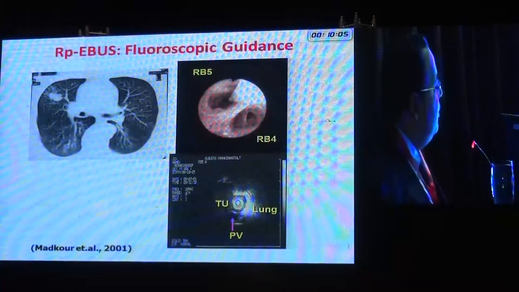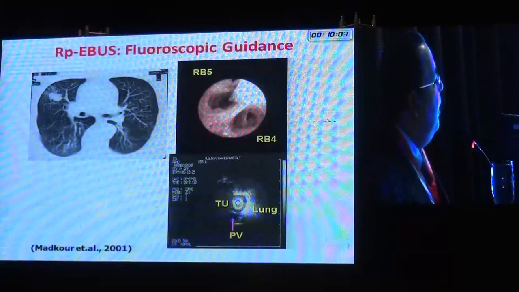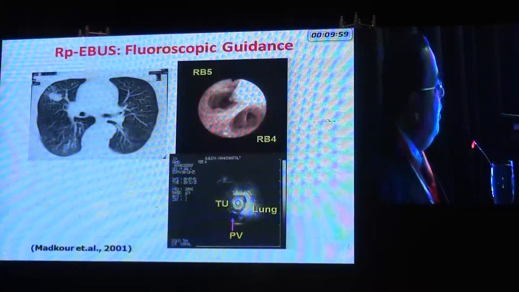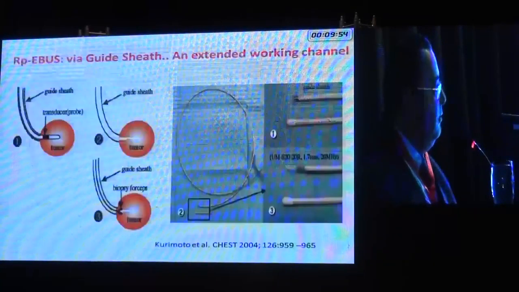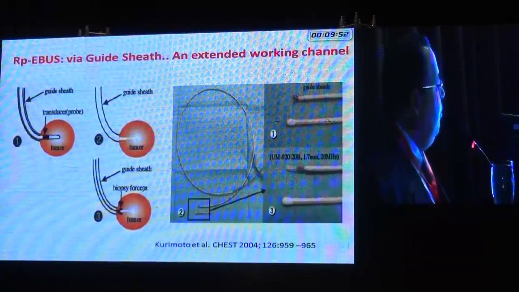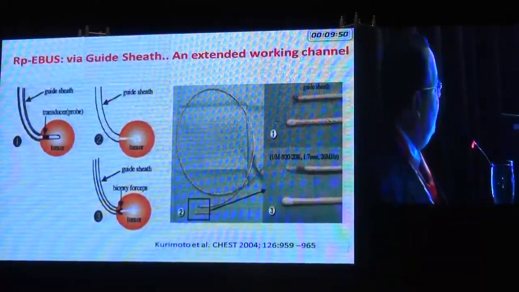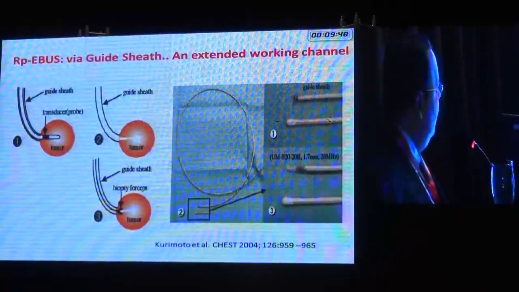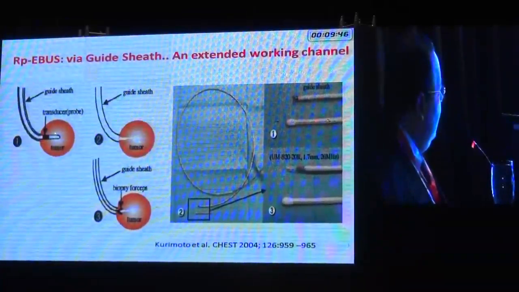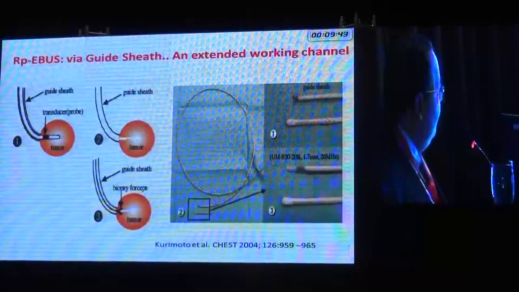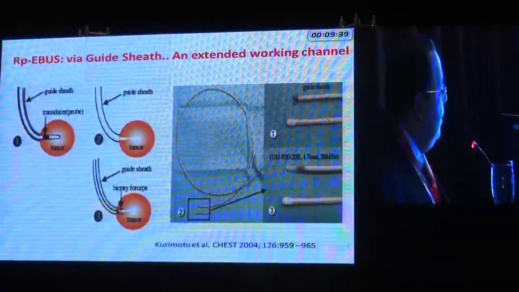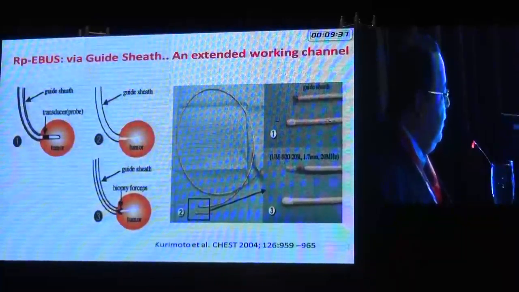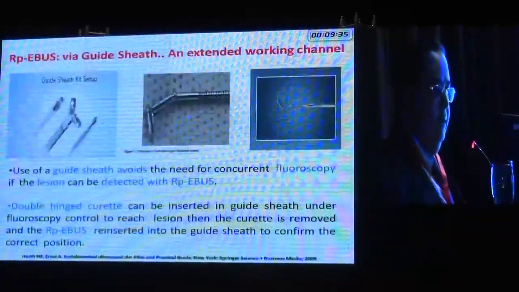This was a peripheral lesion in the year 2001. This is the tumor, this is the pulmonary vein, and this is the lung tissue, and this was a case of adenocarcinoma. We did this with fluoroscopic guidance. Kurimoto used a guide sheath, which extends the working channel. He put in the guide sheath, then introduced the ultrasound probe, identified the tumor, removed the ultrasound probe, and then introduced the biopsy forceps. So he is 100% sure he's inside the tumor without the need for fluoroscopic guidance.